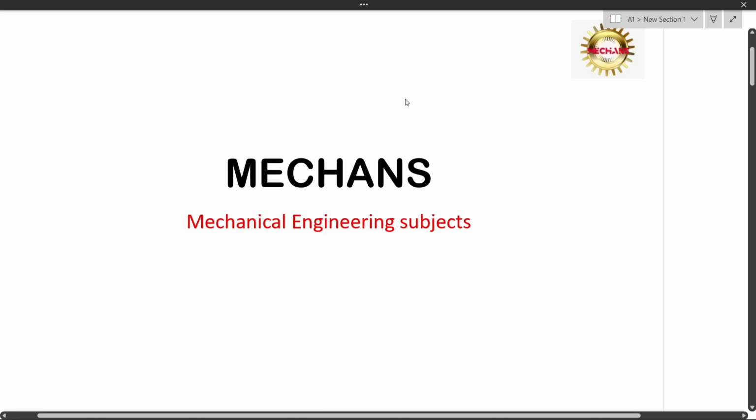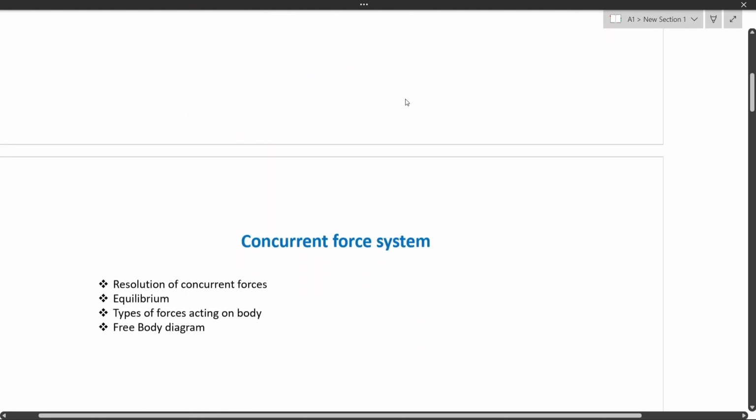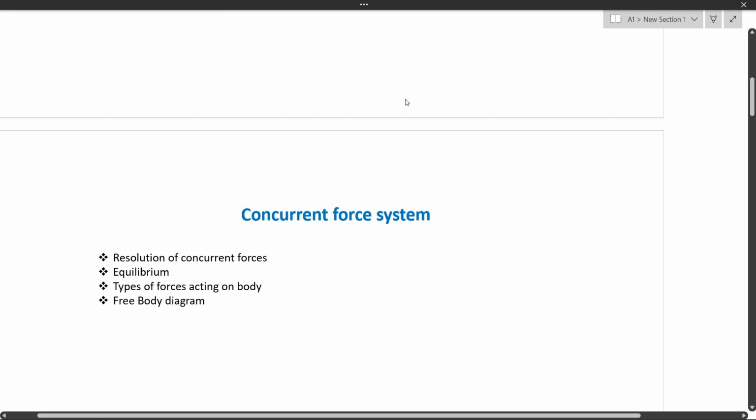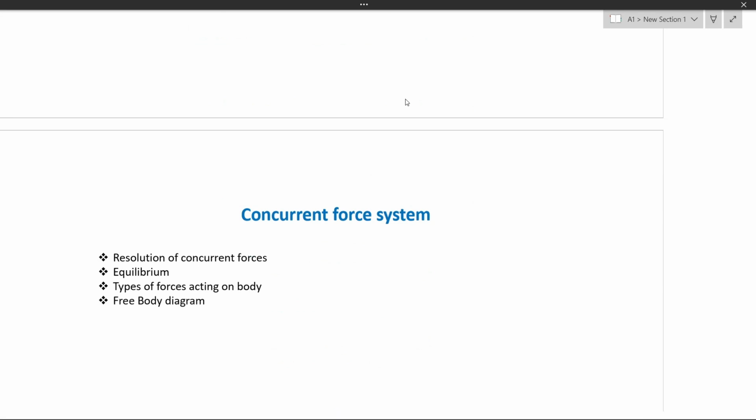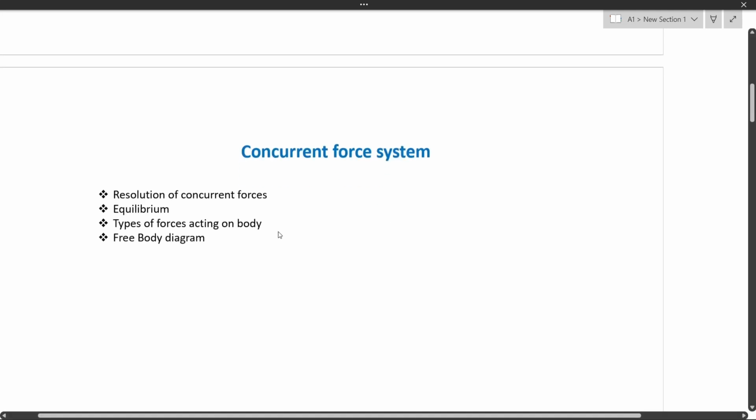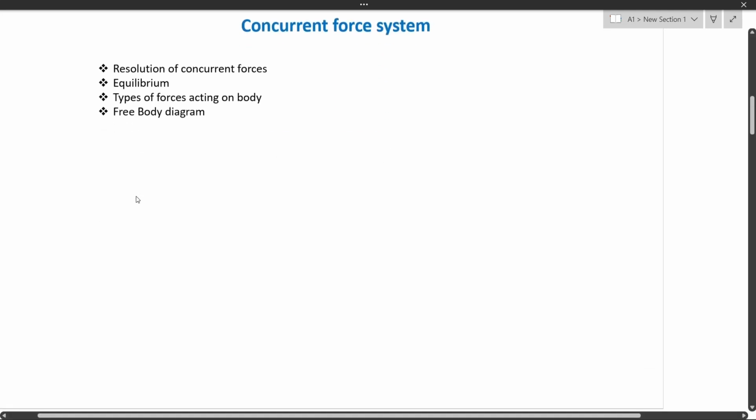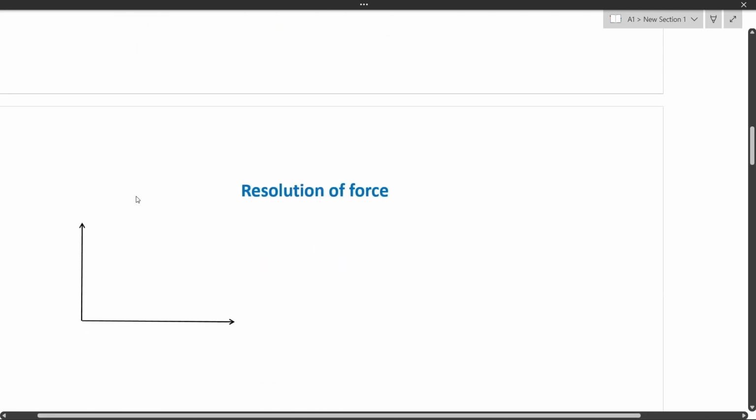Hello all, welcome back. In this video, we are going to learn about concurrent force systems. In a concurrent force system, as we already know, all the forces should act at the same common point, or the lines of action should meet at the same common point. So in these four topics, we could learn about concurrent force systems' properties.